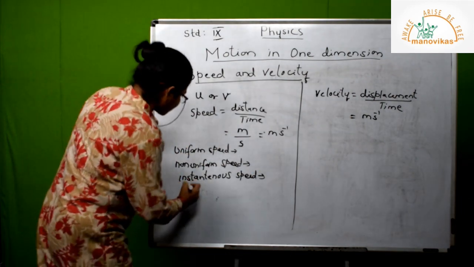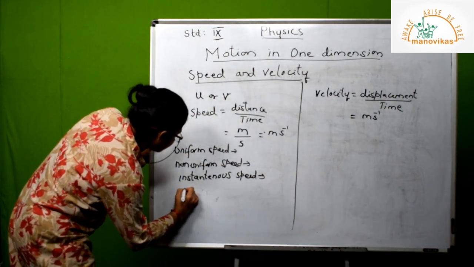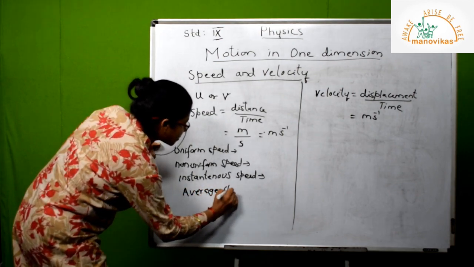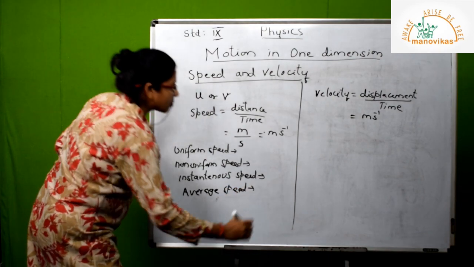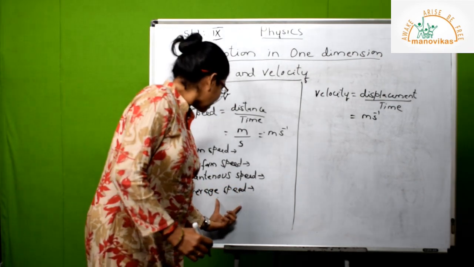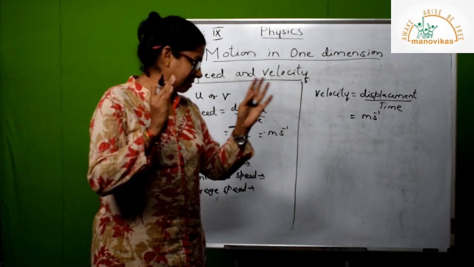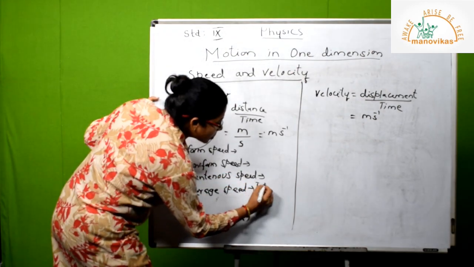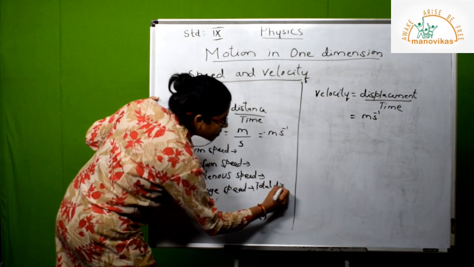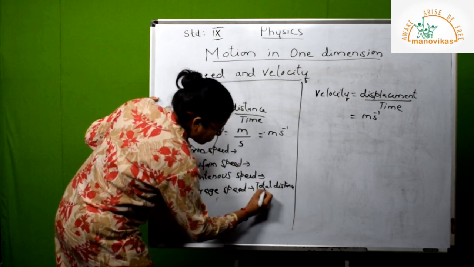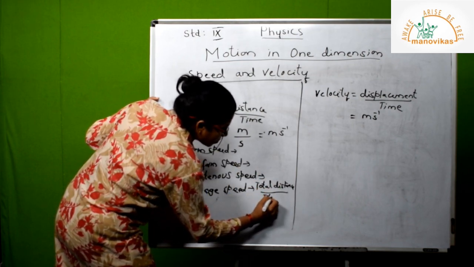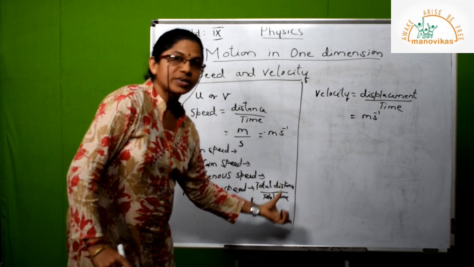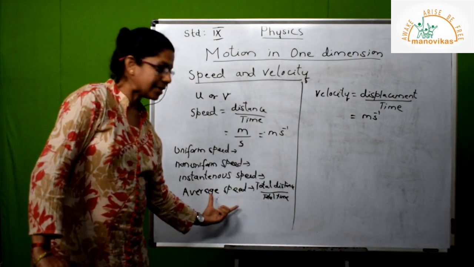Next is average speed. Okay, average speed is the total distance covered and the total time taken to cover that distance. So you can say it is the total distance covered and the total time taken to cover that distance is called average speed.